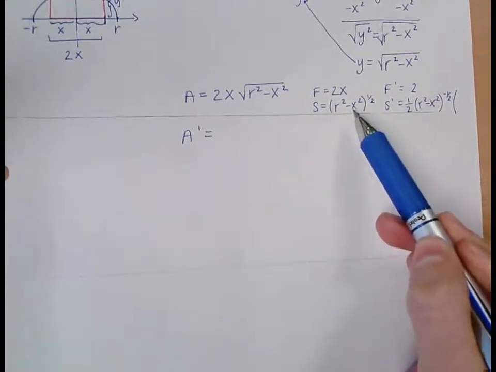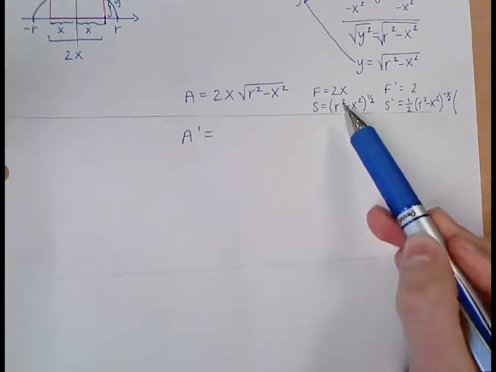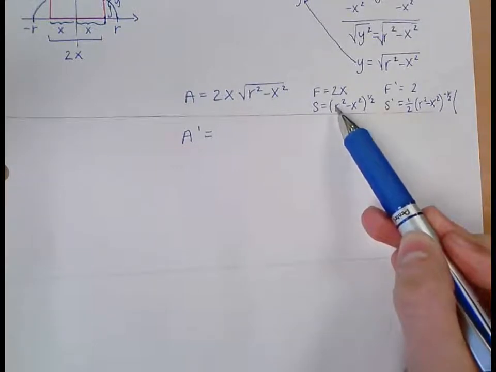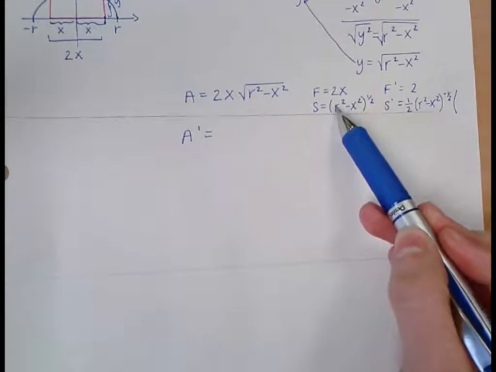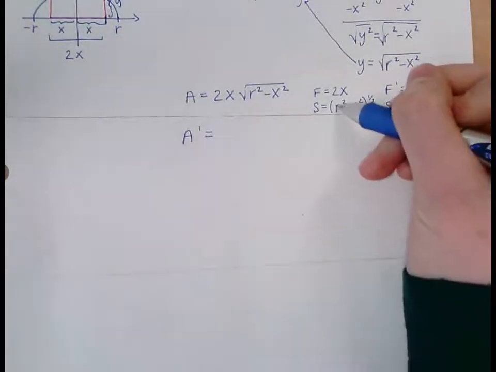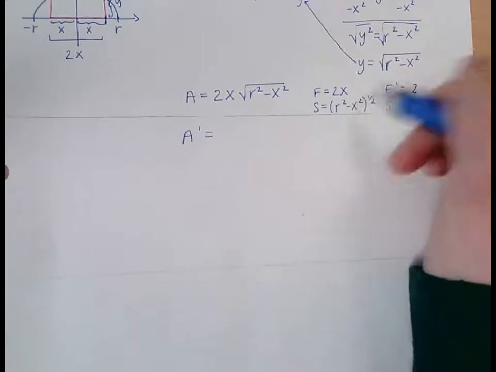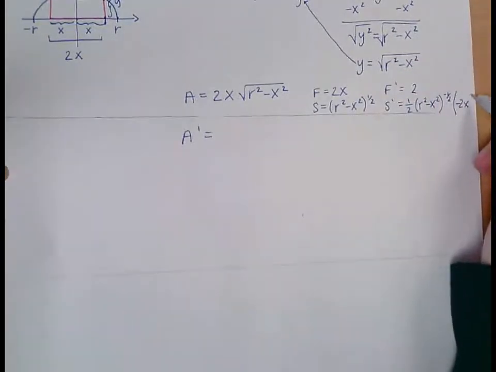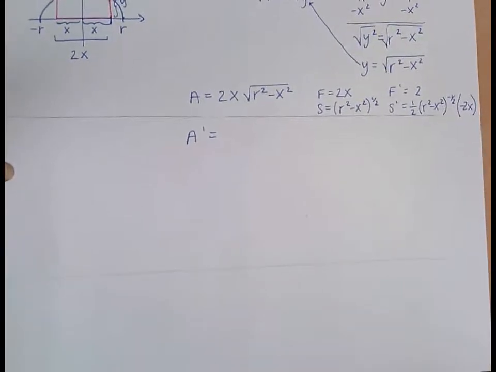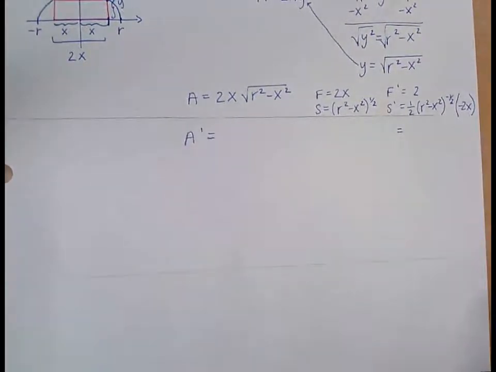Now here, be careful when you take the derivative of the inside. What's the derivative of r squared? It is not 2r. It is 0. Why is it 0? r is a constant. So r squared is just like, say the radius is 3. 3 squared is 9. Derivative of 9 is 0. So this is not 2r. Minus 2x. Your derivative is just negative 2x.